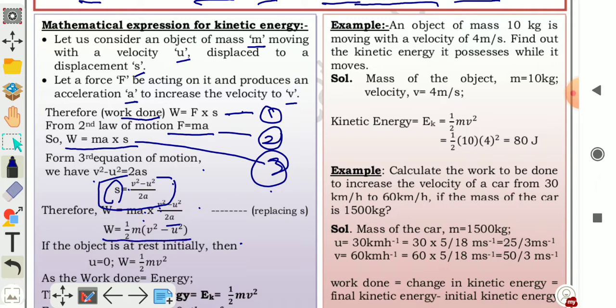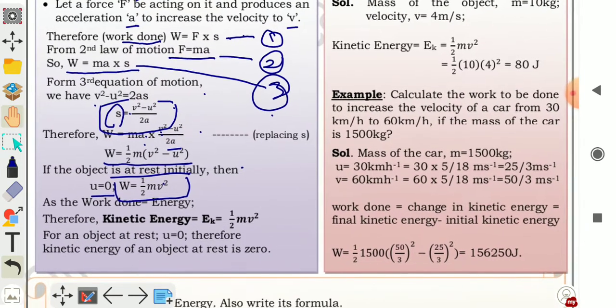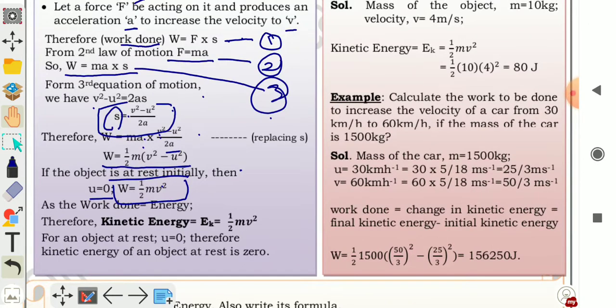If the object is at rest initially, then the value of u will be 0. So W will equal half mv square. This is the formula for calculating the kinetic energy. Kinetic energy is denoted by EK, E means energy and K means kinetic. So EK will be equal to half mv square. For an object at rest, u is equal to 0. Therefore, kinetic energy of an object at rest is 0.